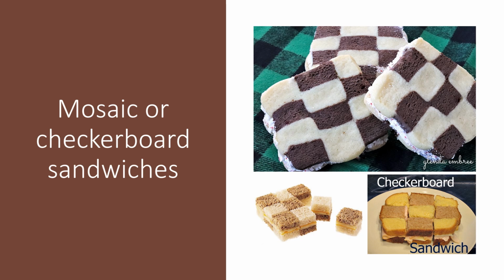A mosaic or checkerboard sandwich uses 2 sandwiches. First, you remove the crust, then you cut them into similarly sized squares and arrange them to look like a checkerboard. This type of sandwich looks best when you use 2 different colors of bread.